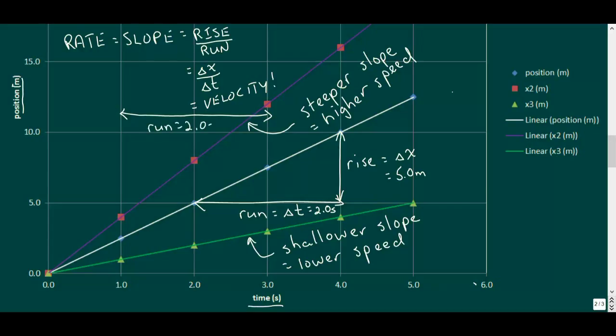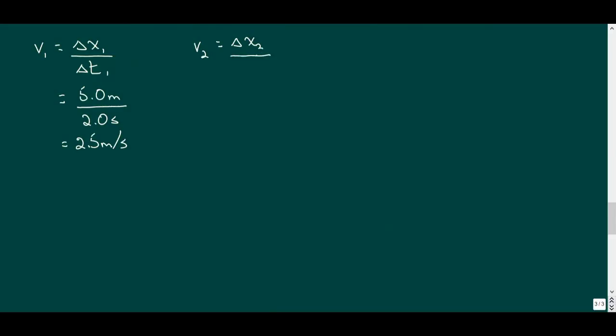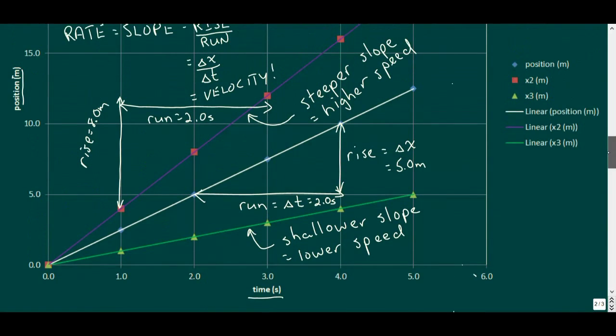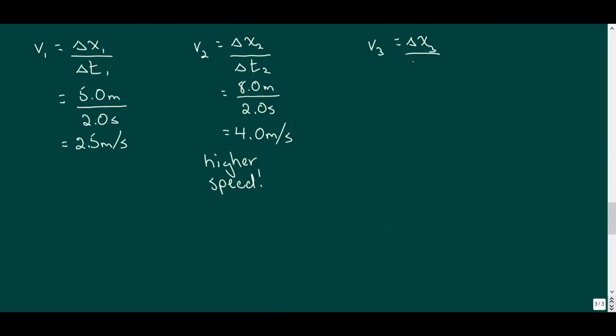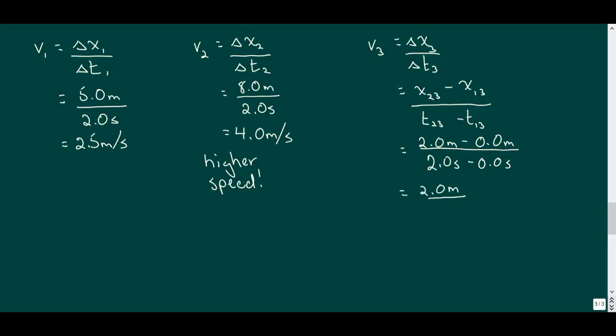For the second car, if we take a different run of 2 seconds, we get a rise of 8 meters. And calculating the speed here gives a result of 4 meters per second, the higher velocity of car number 2. And finally, for car number 3, still another run of 2 seconds, we rise 2 meters. And calculating this speed, this time we'll calculate the deltas. Our final position was 2 meters, and if we subtract our initial position of 0 meters and do the same with the times of 0 and 2 seconds, we get 2 meters over 2 seconds for a velocity of 1 meter per second, the lower velocity of the third car.